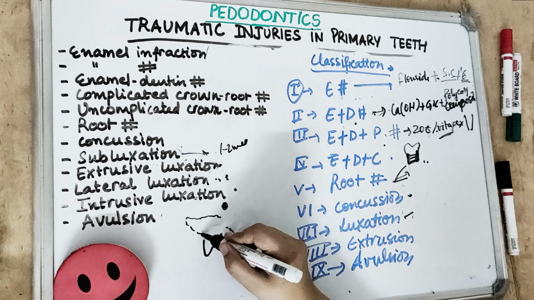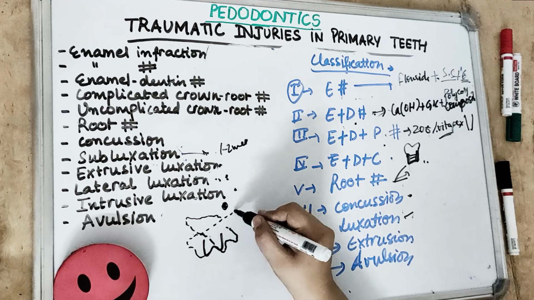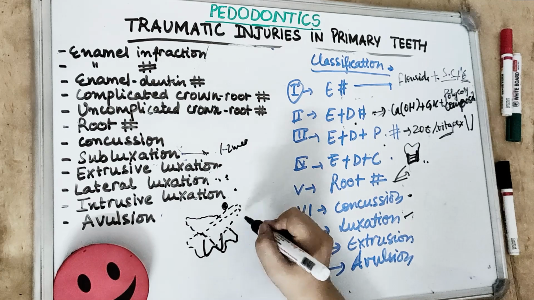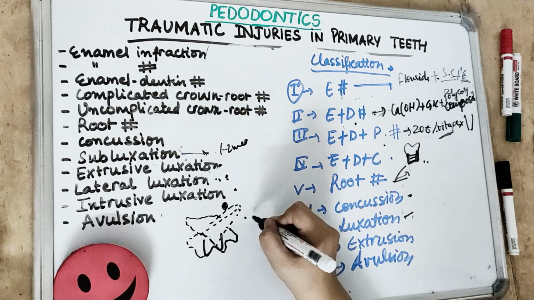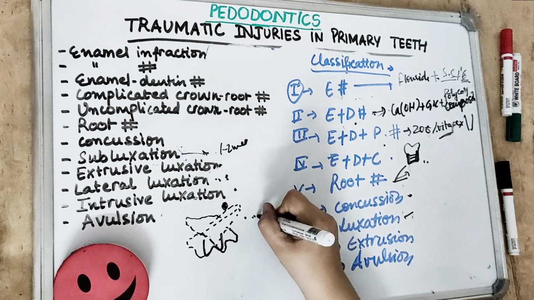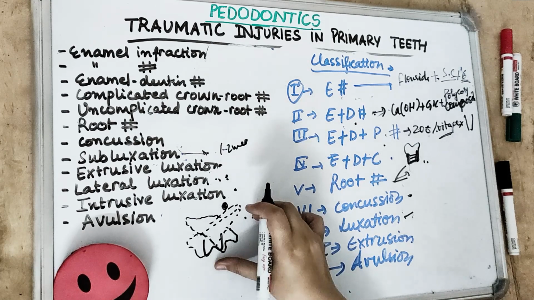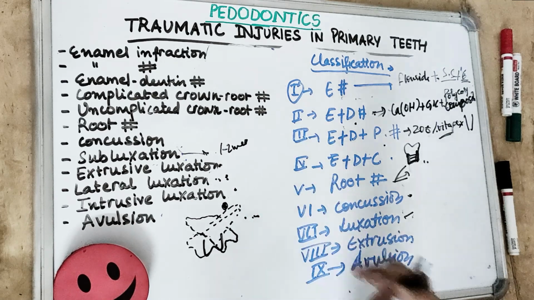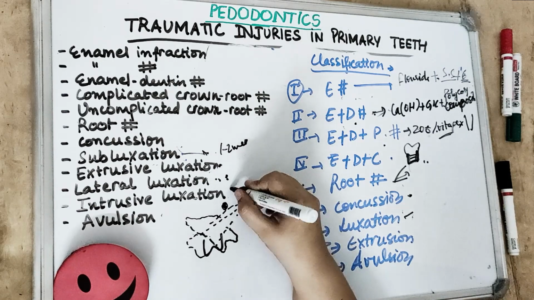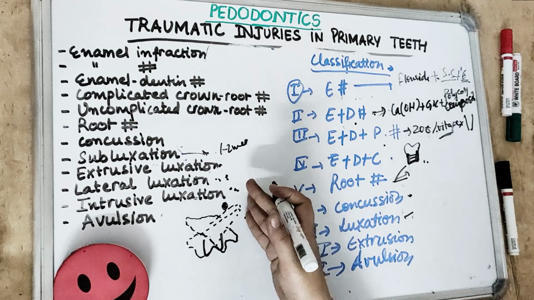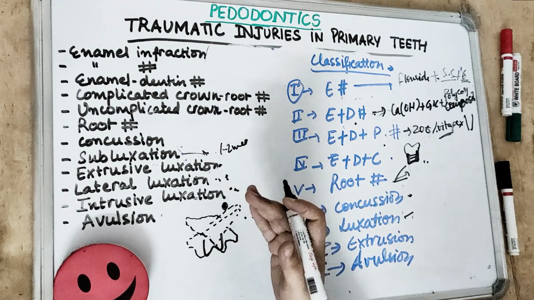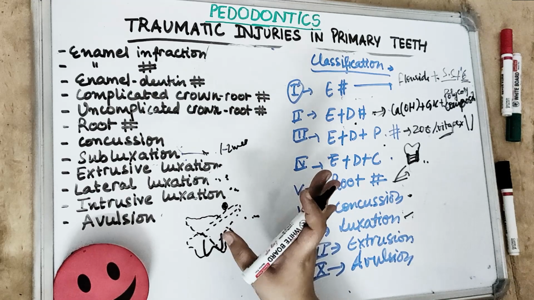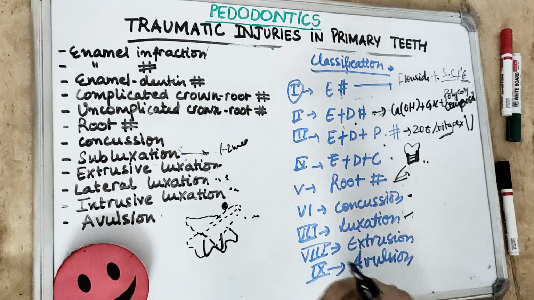But if the crown is displaced buccally, that means the root has gone palatally, and then there is a risk of permanent tooth bud damage. That means we should extract the tooth to prevent damage to our permanent tooth bud. So let's talk about intrusive luxation, and it is the most common type of luxation. Again, when the tooth is displaced palatally towards the permanent tooth bud, then the primary tooth should be extracted to minimize the possible damage to our permanent tooth bud.